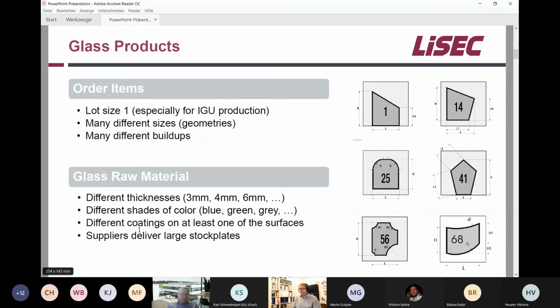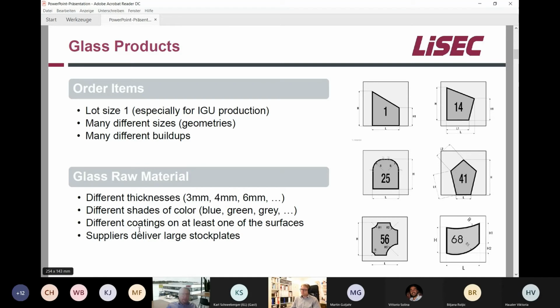Why is this? The reason is that these orders and items get ordered with a lot of different geometries, meaning a lot of different sizes, not only rectangular, but also any non-rectangular shapes like you see on the right-hand side. And these products are built from many different materials. There's a variety of materials that are involved in the buildup.